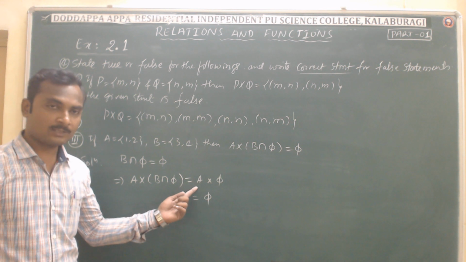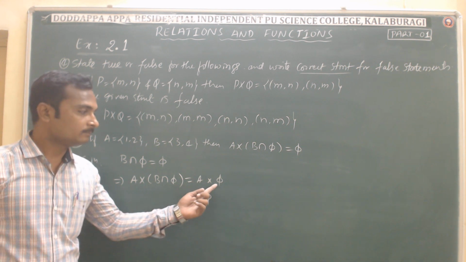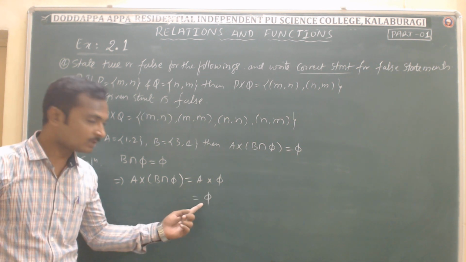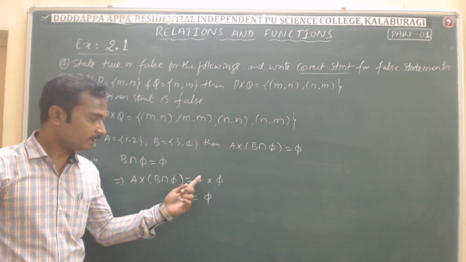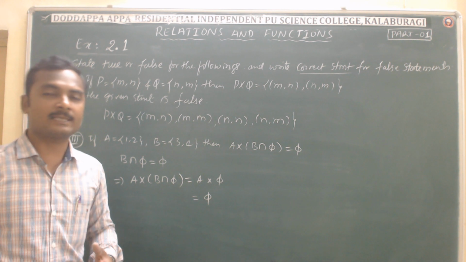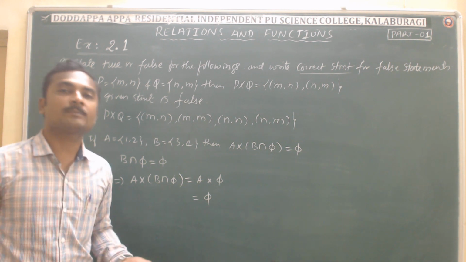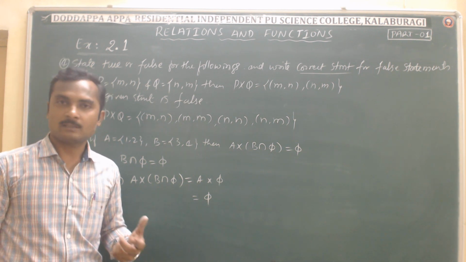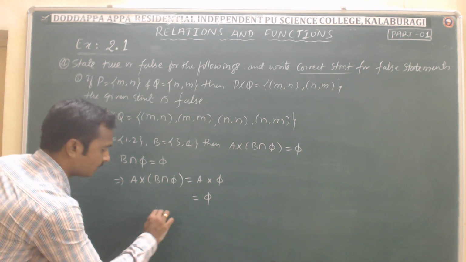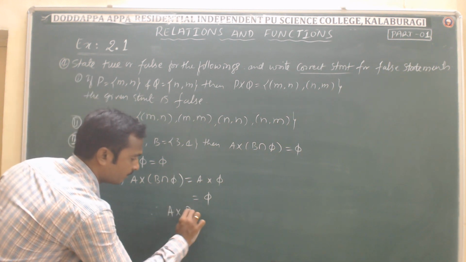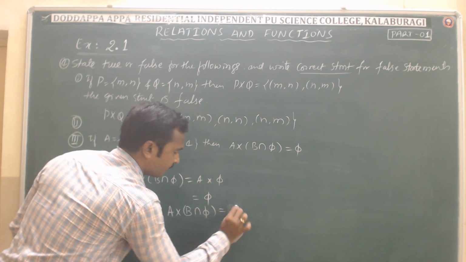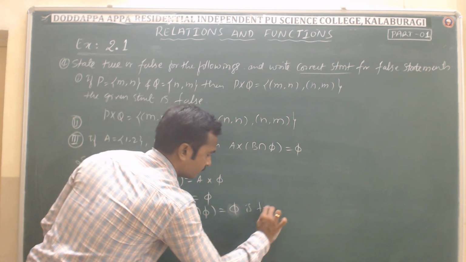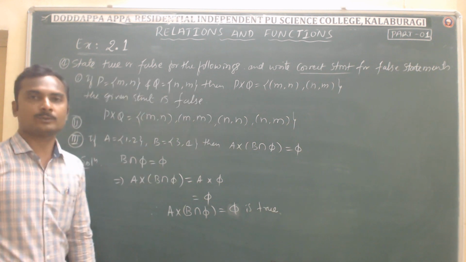The Cartesian product of a non-empty set and an empty set is always empty. We already noted this point. If either the set A is empty or B is empty, then the Cartesian product is the empty set, void set, or null set. Therefore, A cross B intersection phi equals phi is true. Note this down.